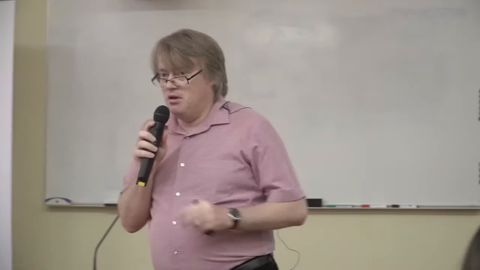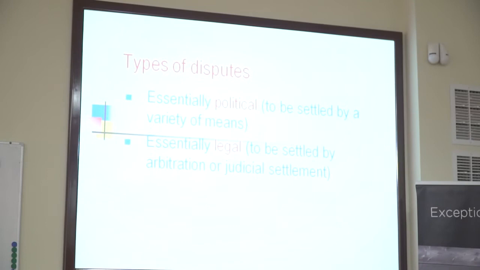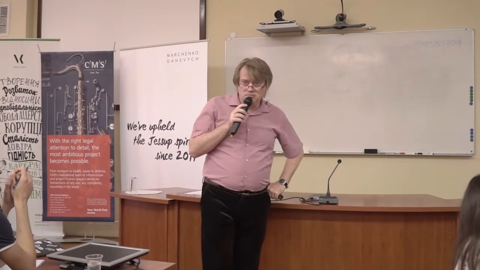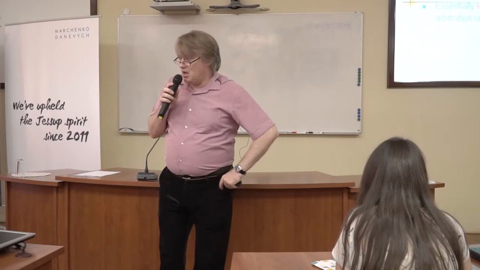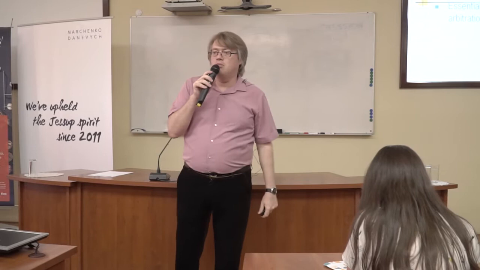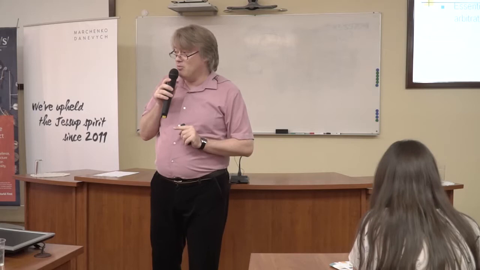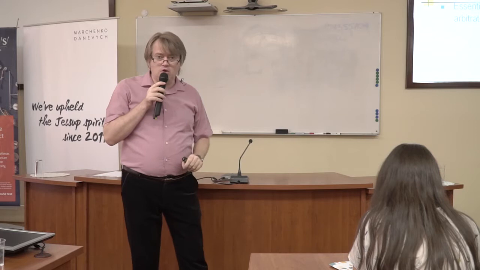What is important for the purpose of this class is that the variety of these means that are listed in Article 33.1 can be grouped under two categories, under two headings. Some means are essentially political, others are essentially legal. What's the difference between them? Well, essentially political means relate to essentially political disputes. That is, disputes about the interest of states that can be settled by other means, arguably more efficiently and more quickly, rather than by arbitration or judicial settlements.